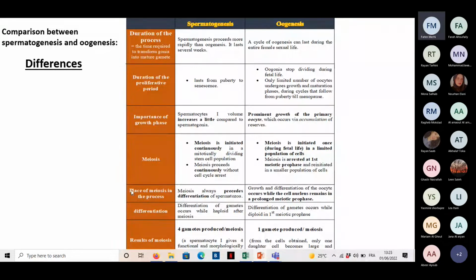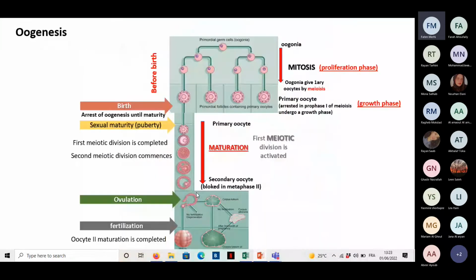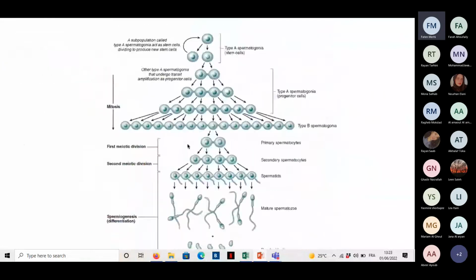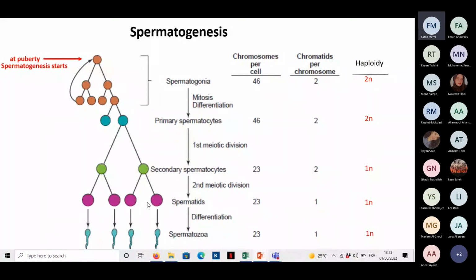Now, in the male, we have a difference regarding the place of the meiosis in the process. So when does it happen, before or after the differentiation of the cells? During spermatogenesis, the meiosis precedes the differentiation of the spermatozoa. As you see, we have the meiosis here, and then at the end of the meiosis, we have spermatids, which will undergo a differentiation. So the meiosis in the males happens before the differentiation.